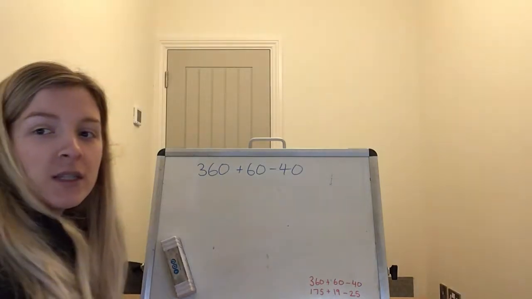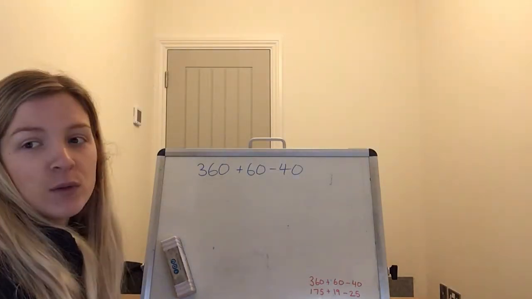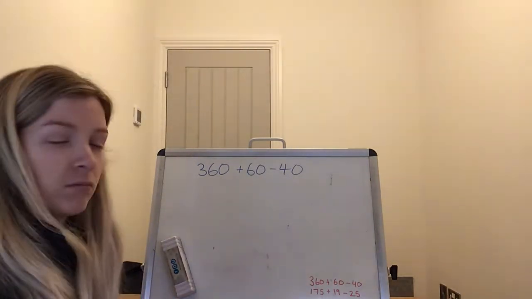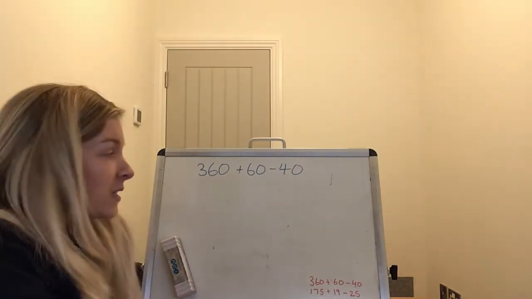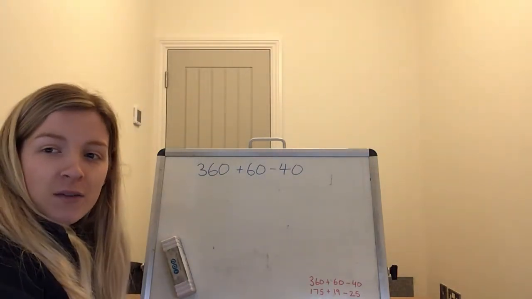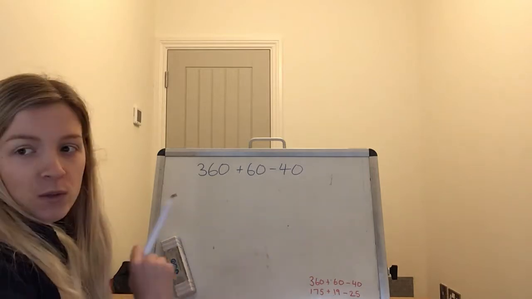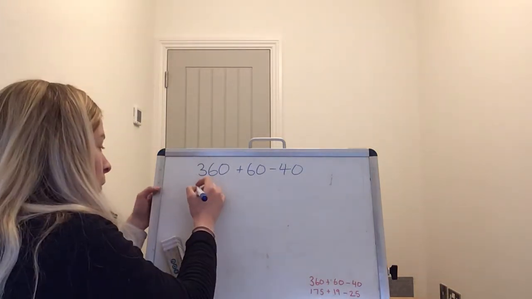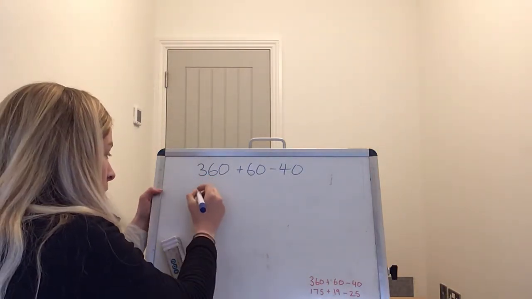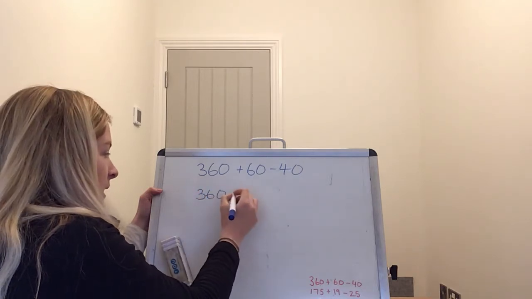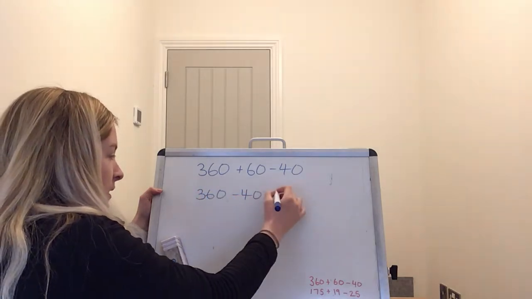Okay, 360, add 60, take away 40. Yeah, could probably do that one as it is, but I think there's an even easier, quicker way of doing it. Let's swap the steps. 360, take away 40 first, add the 60.